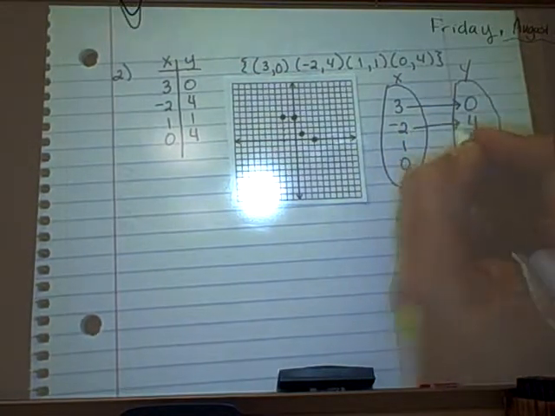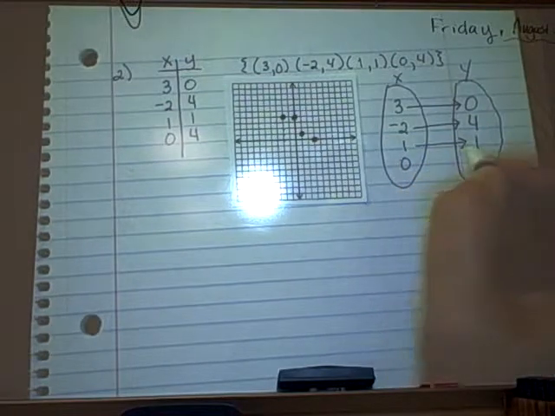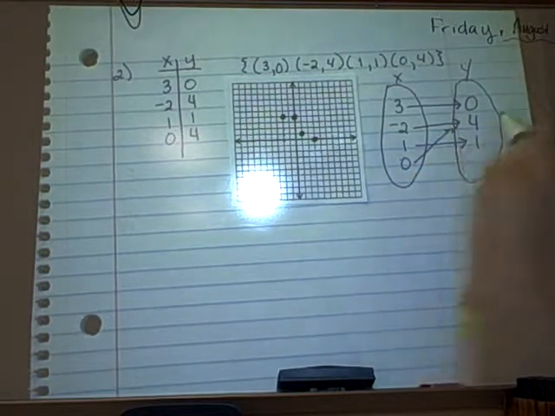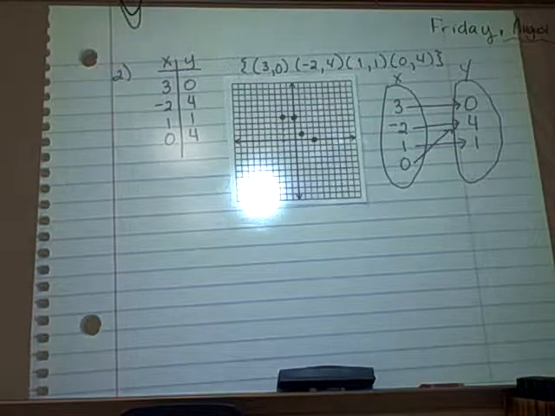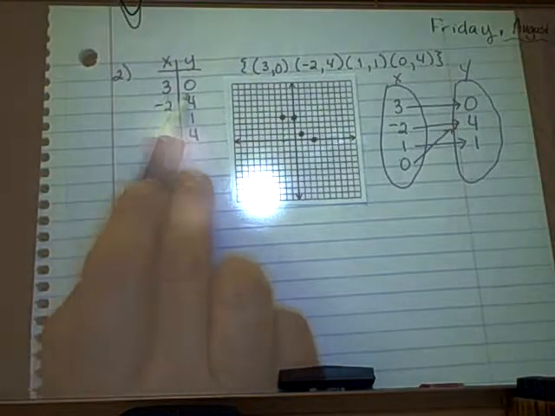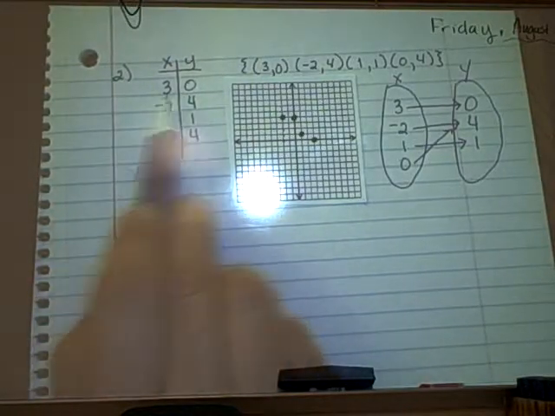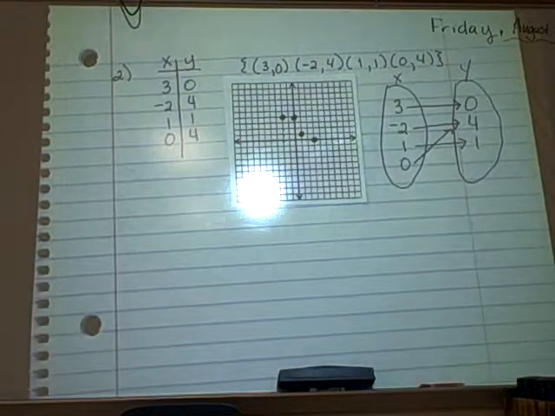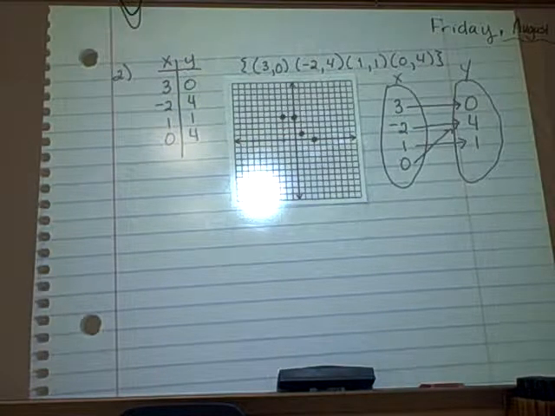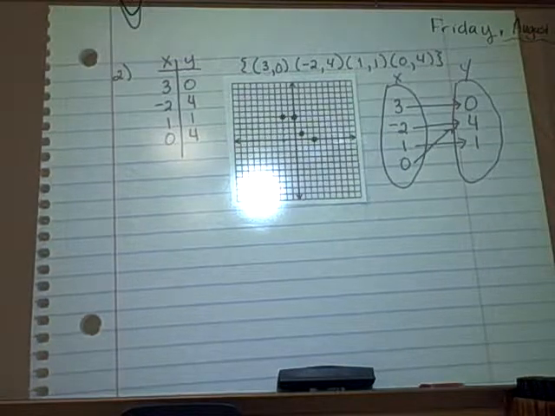-2 goes with 4. 1 goes with 1, and 0 also goes with 4. You said with 4? Wouldn't it be 0 goes with 0? No, you're matching them up based on their points right here. So the 3 goes to the 0. Okay, so you match them up to the points. I probably wasn't clear about how I decided that.